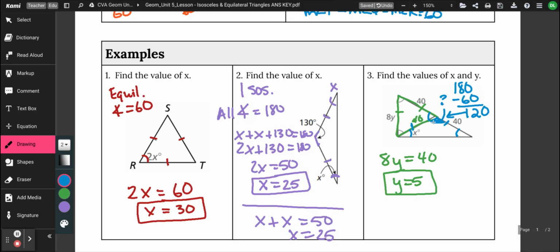Okay, so I know that 2x plus 120 equals 180. So 2x is going to equal 60. So that x is going to be 30.